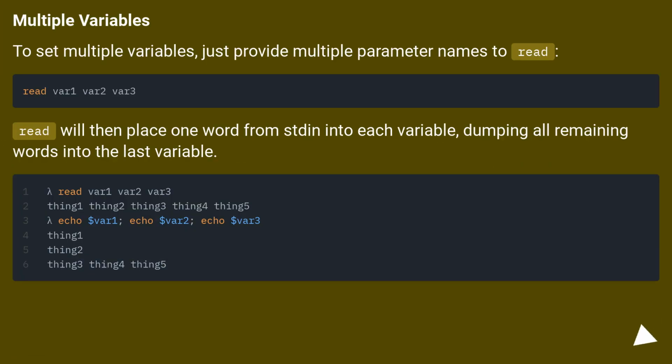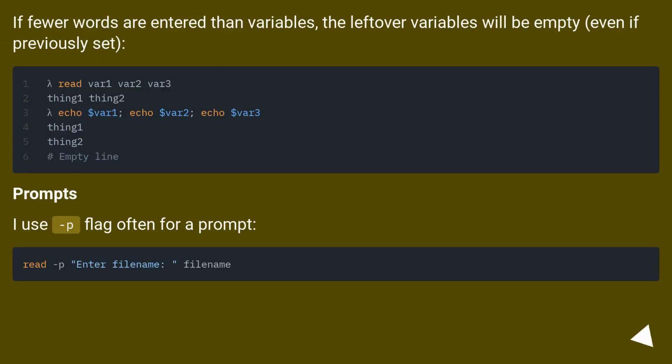multiple variables. To set multiple variables, just provide multiple parameter names to read. Read will then place one word from stdin into each variable, dumping all remaining words into the last variable. If fewer words are entered than variables, the leftover variables will be empty, even if previously set.